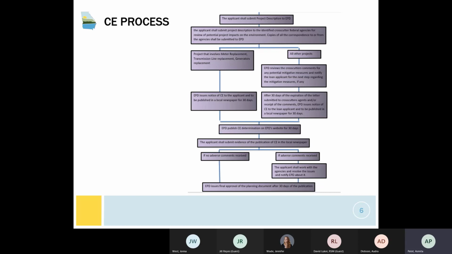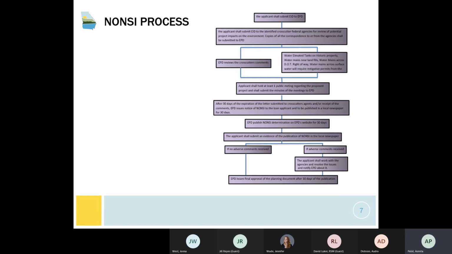If any of the cross-cutters give comments, applicants shall work with the agencies and mitigate the measures. If that's not possible, then they can also change the project scope and qualify for CE. If they want to go ahead and mitigate the measures, they can process it as a non-CE. So let's see how the non-CE works.